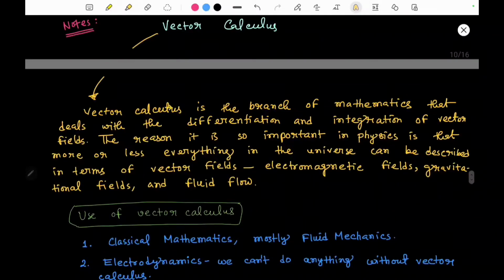Vector calculus is the branch of mathematics that deals with the differentiation and integration of vector fields. The reason it is so important in physics is that more or less everything in the universe can be described in terms of vector fields, electromagnetic fields, and gravitational fields and fluid flow.